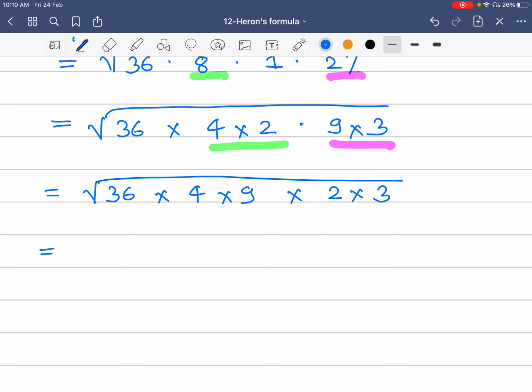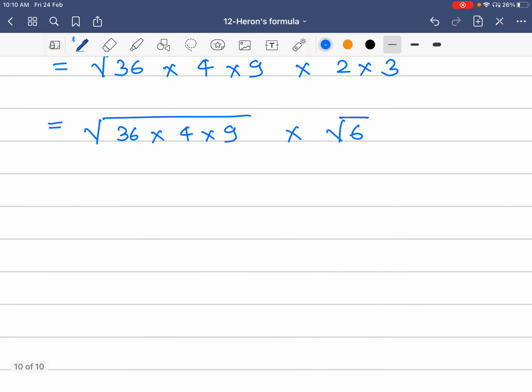Now we can just split up the square root across these terms. So 36 into 4 into 9 is one term, multiplied by the square root of 3 into 2, which is nothing but 6. So I'm just going to keep the 6 as it is. Now let's apply the square root to each of these values. The square root of 36 is 6, into the square root of 4, which is 2, into the square root of 9, which is 3, multiplied by the square root of 6, which we keep as it is. So that is equal to 6 into 2, 12, 12 into 3, 36 square root of 6 centimeters square.